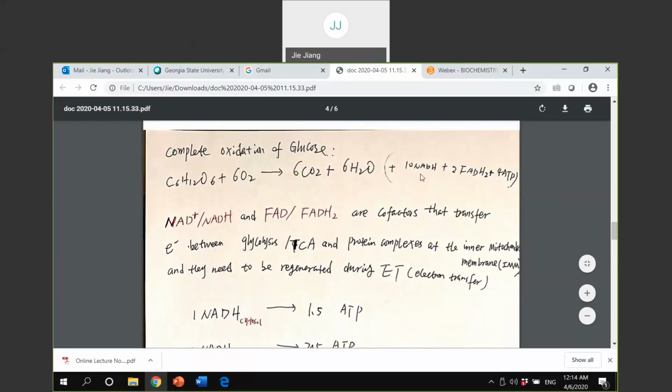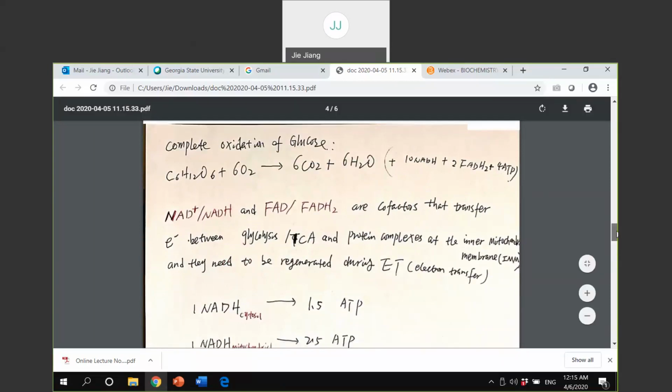But keep in mind, it will generate this amount of NADH, FADH2, and ATP. And those NADH, FADH2 are the cofactors that transfer electrons between glycolysis, TCA, and the protein complexes when you have the electron transport chain.